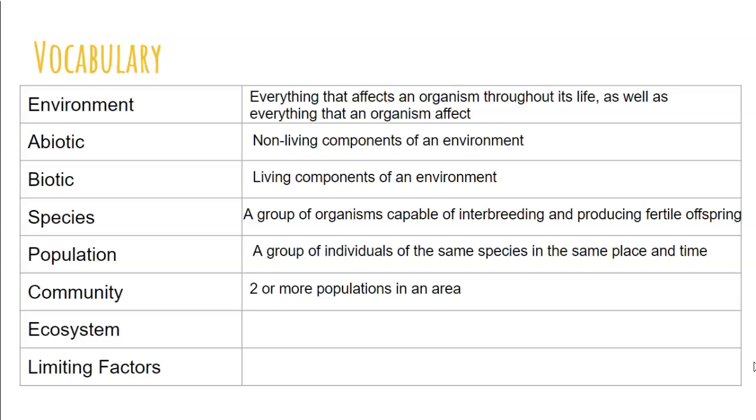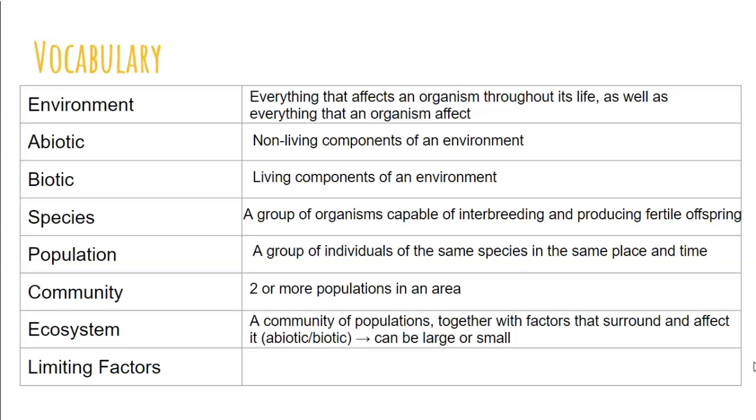A community is now looking at multiple populations living together. So if you think of a community, you might have, for example, a mouse population, a grasshopper population, and a rattlesnake population. These are now a community. They're different populations living in the same area. If we take that a little bit further, a community is all these different populations living together, and an ecosystem is now taking those communities of populations, so the mouse, the grasshopper, and the rattlesnake, and looking at everything that surrounds it and affects it.